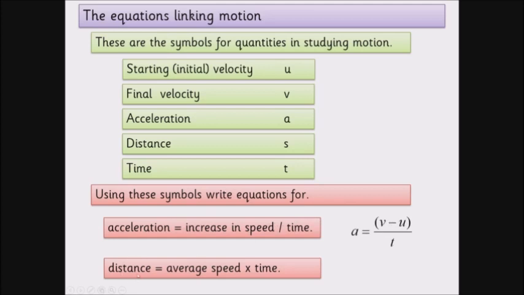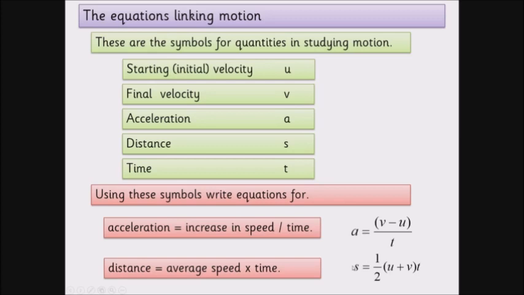Let's do another one. Our distance is average speed times the time. Well, our average speed, if you think about this, the way to get an average is you take the two speeds, so the initial plus the final, and you add them together, u plus v, and then you divide by 2. So I've got a half here. So I've got half of u plus v, which is the average speed, multiplied by the time. So that formula would be for our distance.